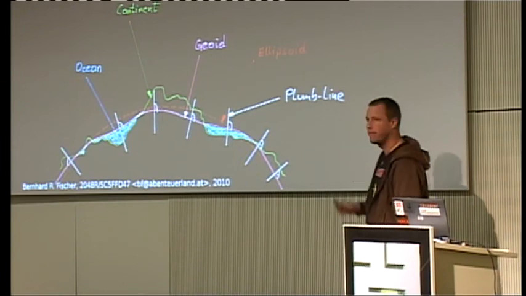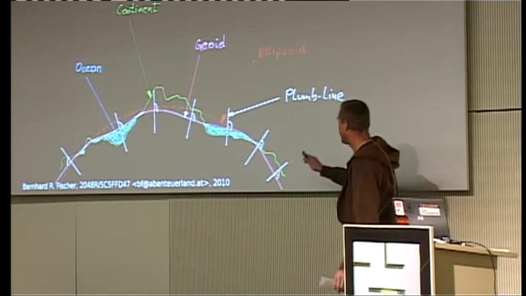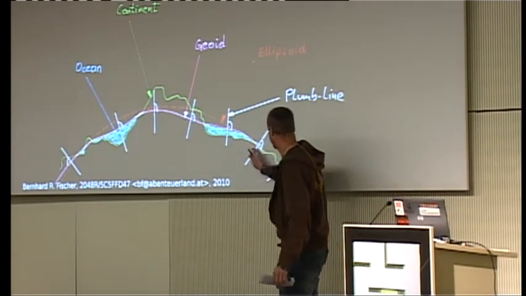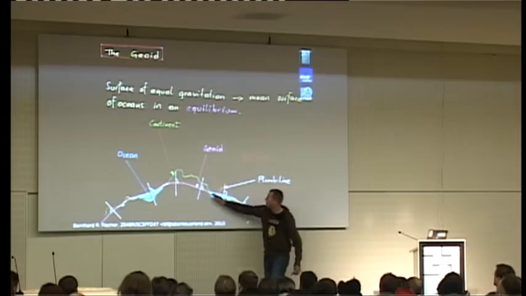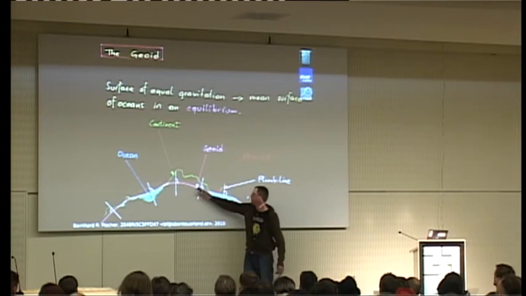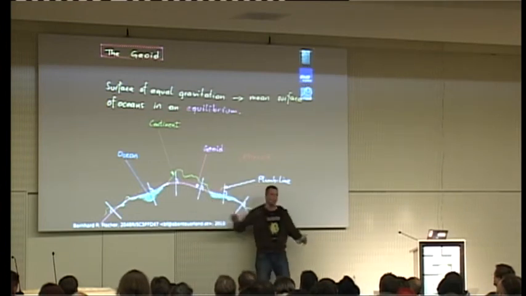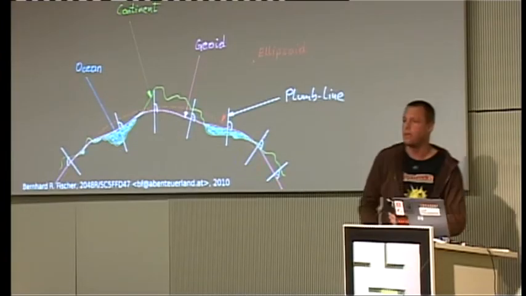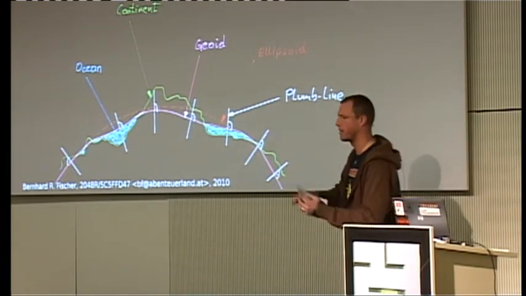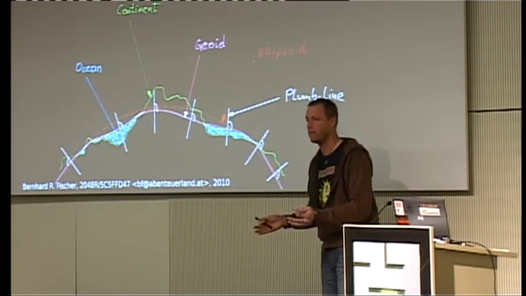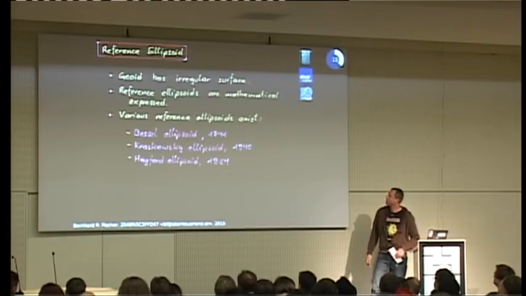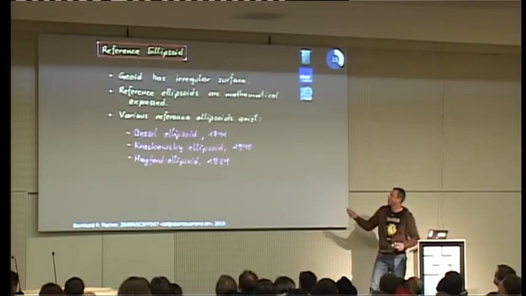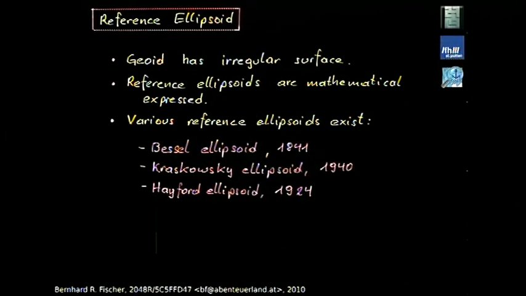And what else you can see in this picture is that the ellipsoid at some points meets the geoid better, and at some points, you see it doesn't match at all, okay? It's completely different. So there are differences between the real figure, the geoid, and the ellipsoid, which is a mathematical model. Okay, as I said, it's an irregular surface.